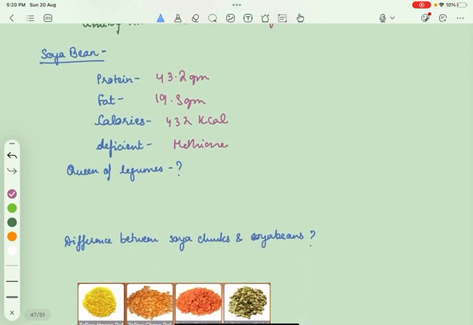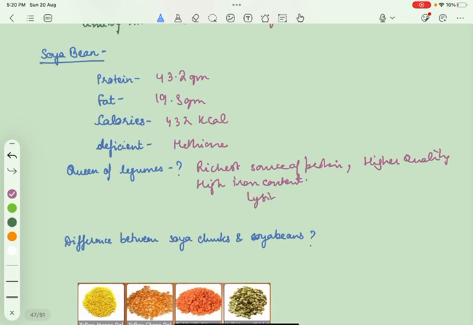It is considered the queen of legumes because it is the richest source of protein. Its protein is of higher quality, it has high iron content, and it contains lysine, folic acid, and carotene.